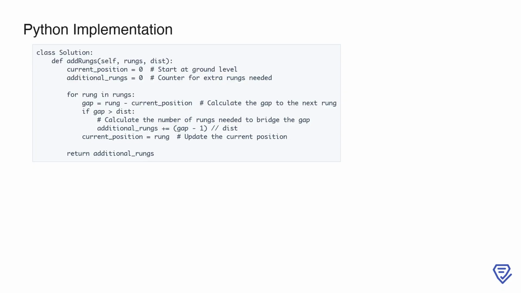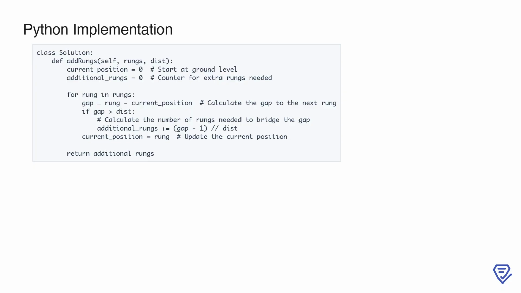1. Initialization. We define 2 variables: current_position starts at 0, ground level, and additional_rungs counts the extra rungs we add. 2. Iterate through rungs. For each rung in the rungs list, we calculate the gap between the current_position and the rung's position. If the gap exceeds dist, we compute how many rungs are necessary to bridge the gap. The formula (gap - 1) // dist determines the number of intermediate rungs needed. 3. Update position. After processing the current rung, we update current_position to the rung's position.